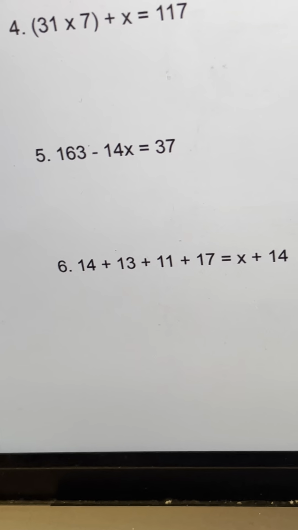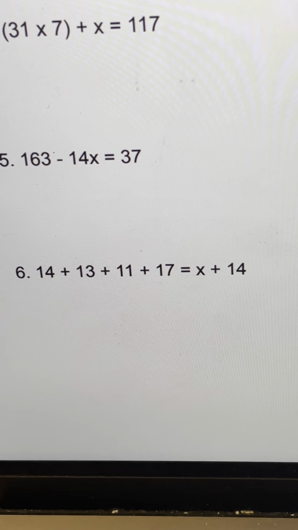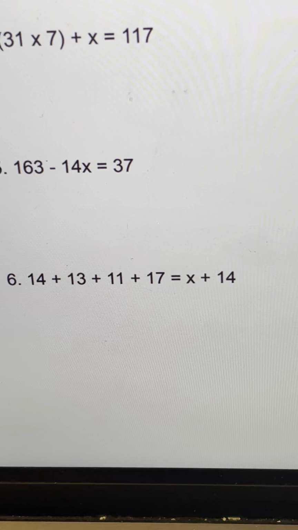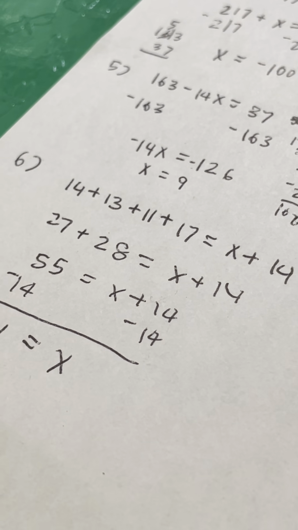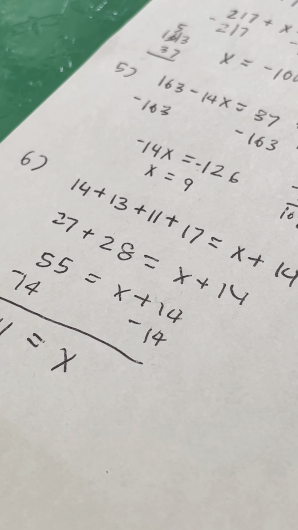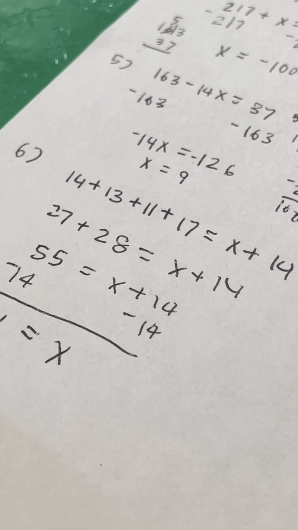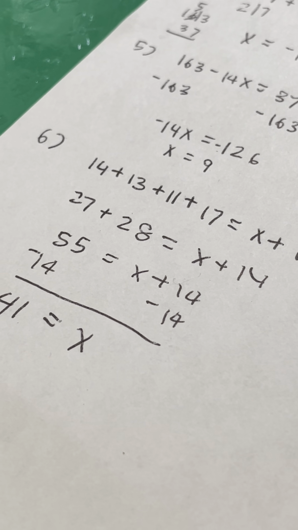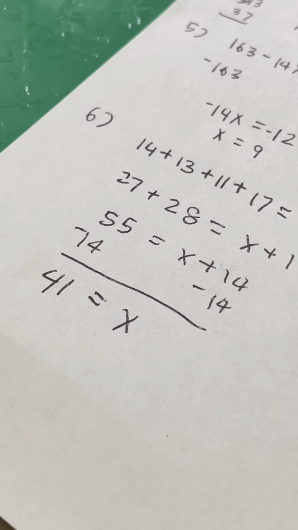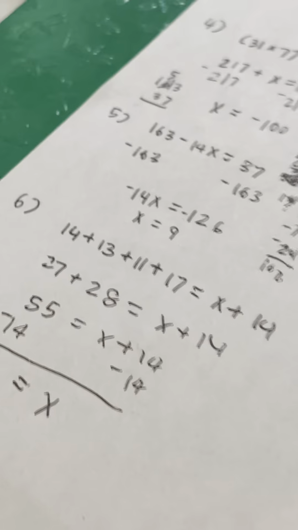For number 6, 14 plus 13 plus 11 plus 17 equals x plus 14. For this one, if you add all of these together, you would get 27 plus 28 equals x plus 14. And you would add all of them together and move them to the other side to get x equals 41.